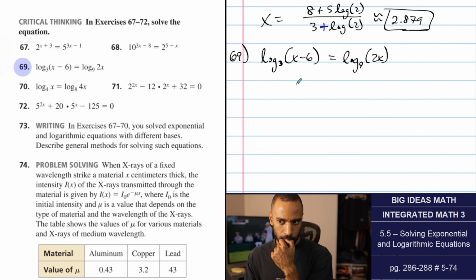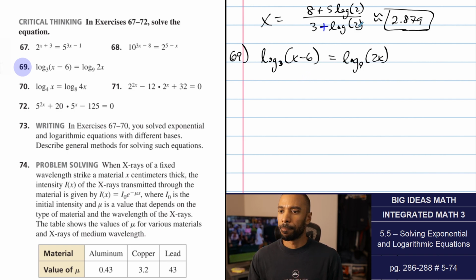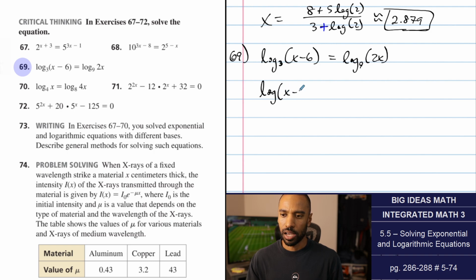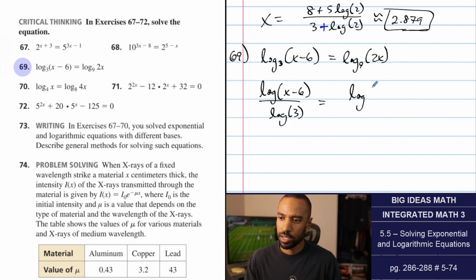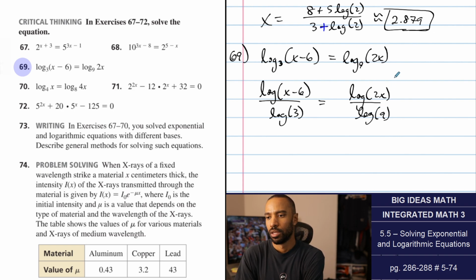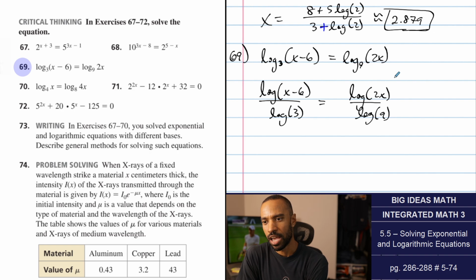And I'm kind of thinking about it. Maybe we can rewrite it like this. I don't know if this can be helpful or not, but log of x minus 6 over log of 3 equals log of 2x over log of 9. I don't know if this helps or hurts or what. If you divide by log of 2x, then it's 2x to that power. Listen, there's more than one way to do this.